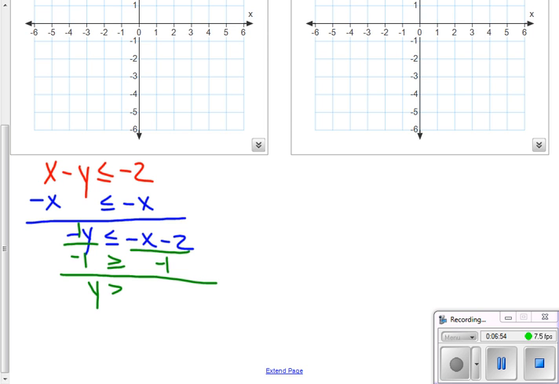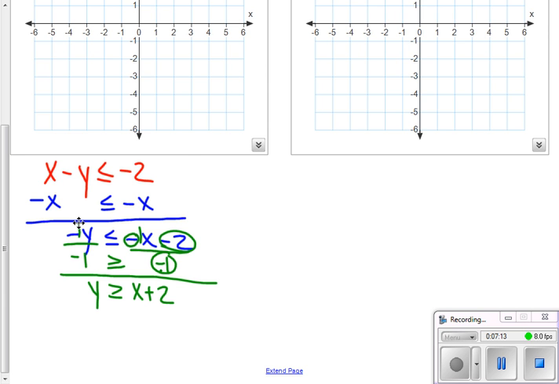So we have y is greater than or equal to. We have a -1 divided by a -1. That is a positive 1x, or we can just write it as x. We have a -2 divided by a -1. That would be a positive 2. So there it is in slope-intercept form.